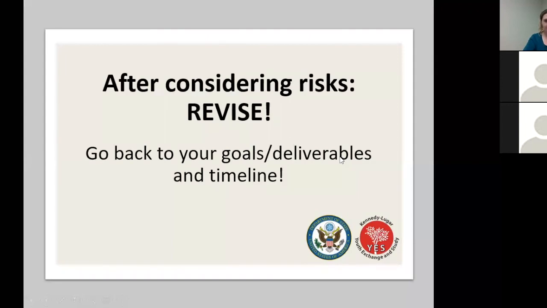All right, let's move on. So after you've considered your risks, you should revise your proposal plan. You should go back to your goals and deliverables and make sure that they account for any risks that you might face.